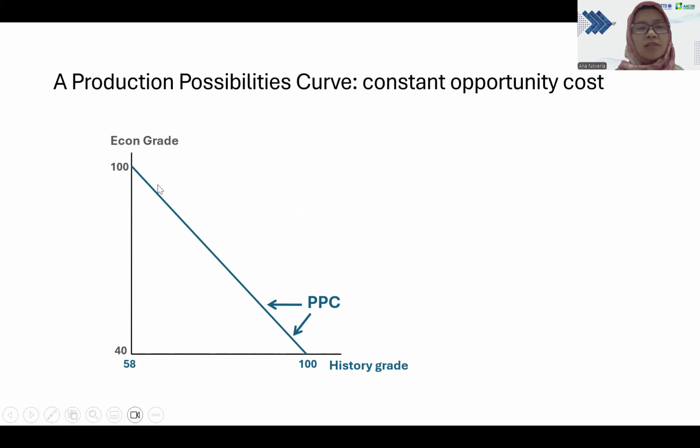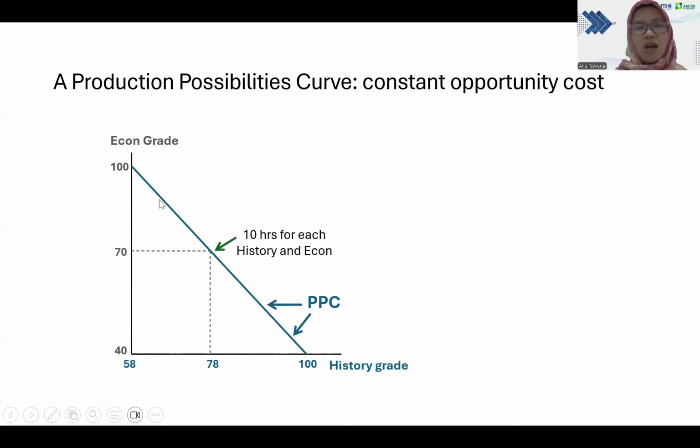Let's say this student decides to use all of her time, for example 20 hours, to study economics and 0 hours to study history. She will get 100 for economics and 58 for history. At the other extreme of this curve, if she spends all her time to study history, she will get 100 for history and 40 for economics. So along this PPC, we can see a trade-off.